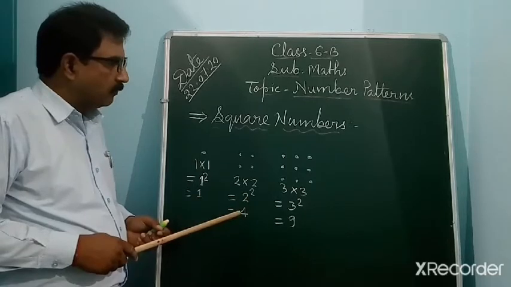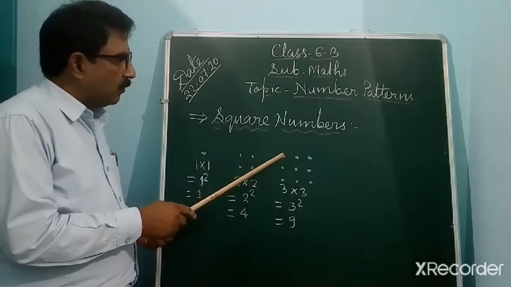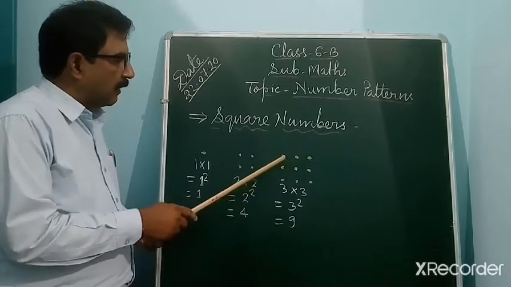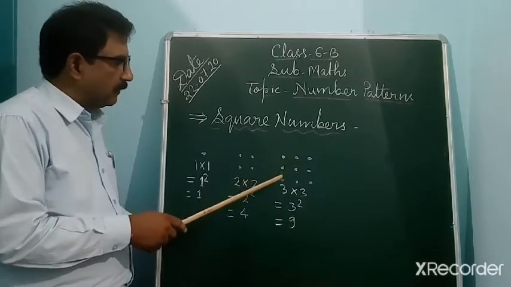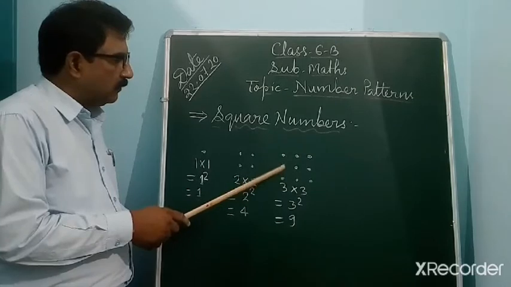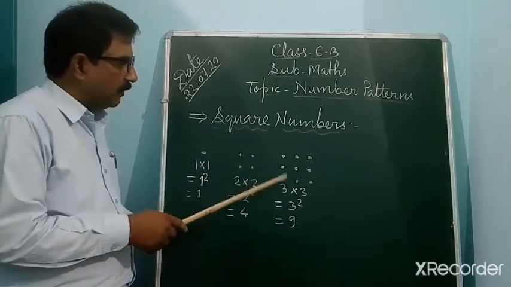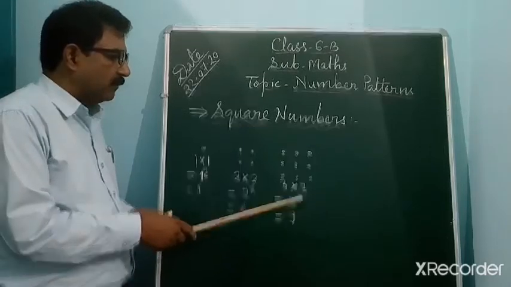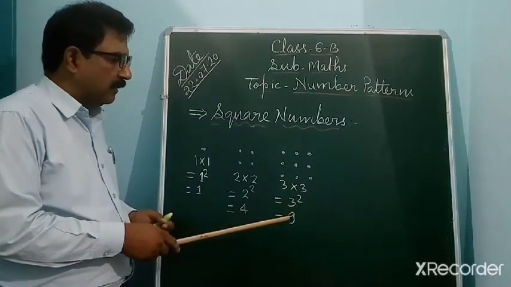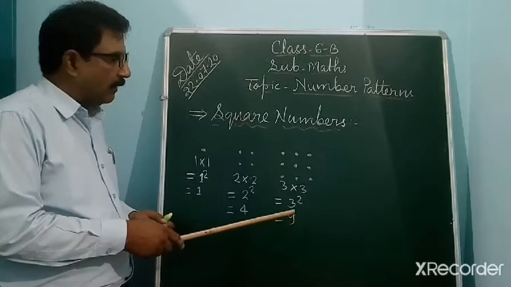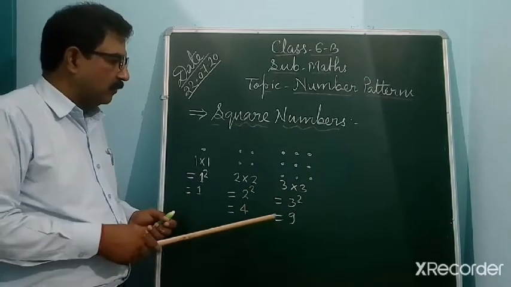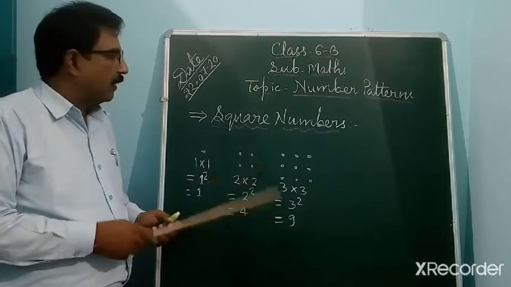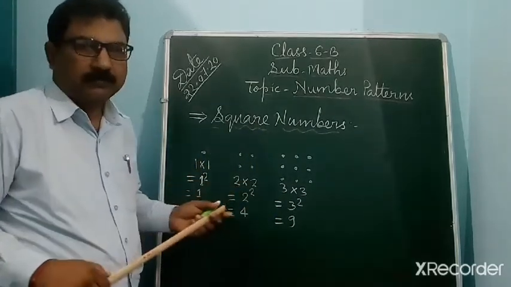It will become 4. You see, horizontally 1, 2, 3 and vertically also 1, 2, 3. So in both ways 3 and 3. So 3 into 3. 3 into 3 means 3 square. 3 square means 3 threes are 9. And for the next examples you can also follow the pattern, and you can study the next examples of square numbers.